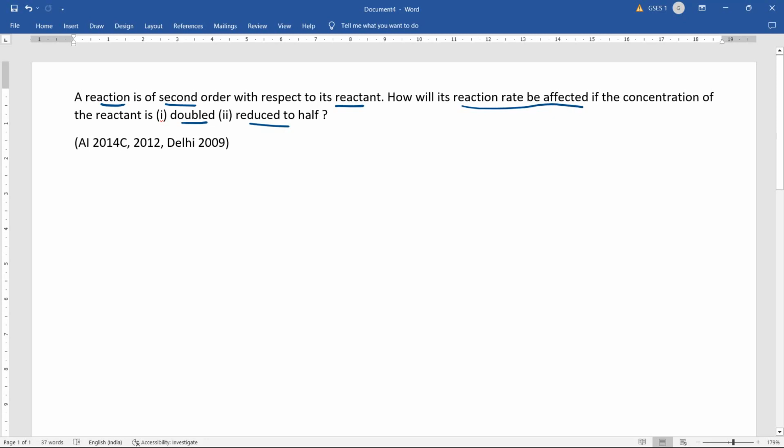So first, let us take the concentration of the reactant as A. Let us take the concentration of the reactant as A. Then the order of the reaction, it has been given as 2.